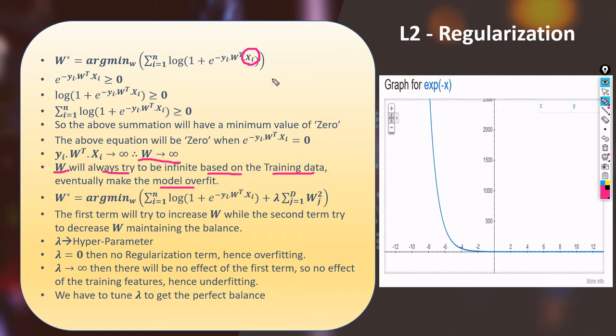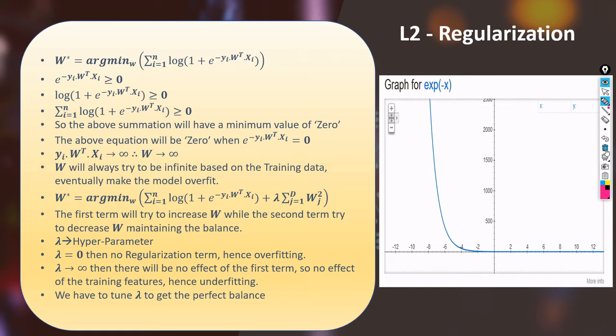So for this particular optimization, what it is trying to do, W is approaching towards infinity or a very large value to make this summation minimum. And it is trying to do that based on this xi, which is the training feature or the training data. So eventually it will make our model overfit. It cannot be generalized, and if you try to productionize this logistic regression model, it will be a mess. It cannot do proper prediction for the unknown data, for the future data, for the test data to be specific.